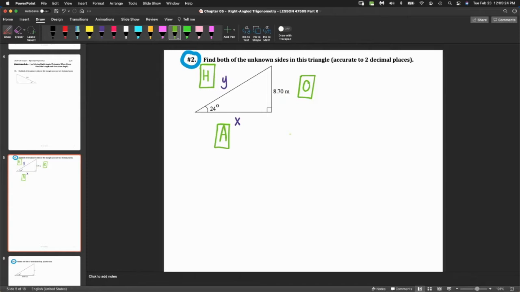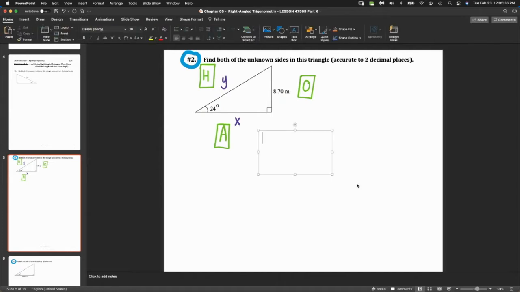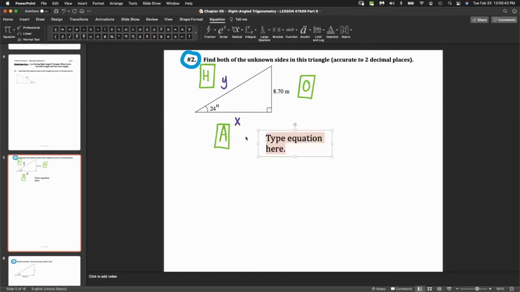It doesn't matter which one you solve for first. So I just feel like solving for X. I'm going to go alphabetically. And let's do that here. So if we go for X first, we're going to have opposite and adjacent. Which ratio is that? Sine, cosine, or tan? Thank you. So tan of 24. So that's the statement. That equation there will give you the solution for X.